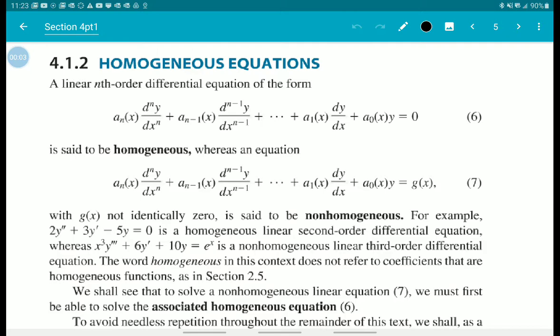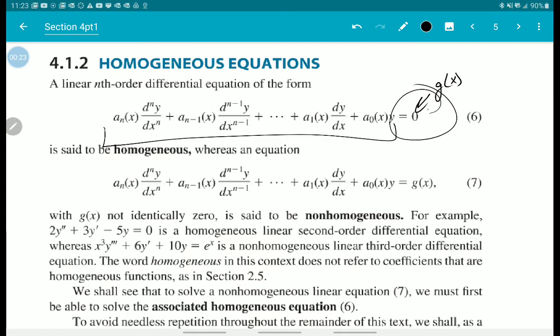So now we're going to look at a discussion on homogeneous versus non-homogeneous differential equations. When we talk about something that is homogeneous, we're talking about all the y stuff on the left, and it's going to be equal to 0. So we could think about that g of x function as being 0.